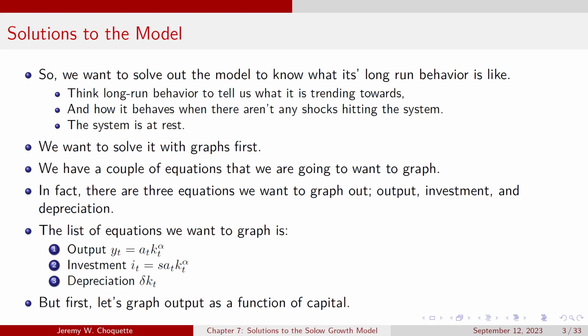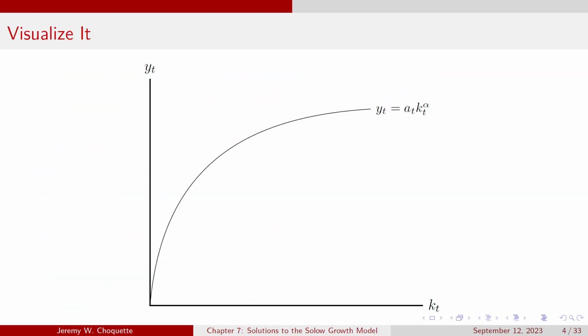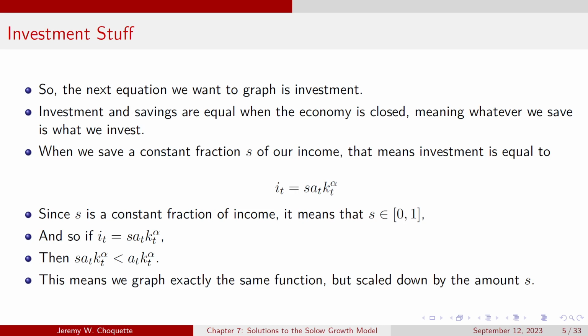We graph all these out, and then we'll get to what the solutions are based on the graphs, but it's really intersections of some things. So if we want to visualize it, here's output, right? This is just output as a function of capital. We've seen this ad nauseum at this point. You will continue to see it ad nauseum throughout the semester.